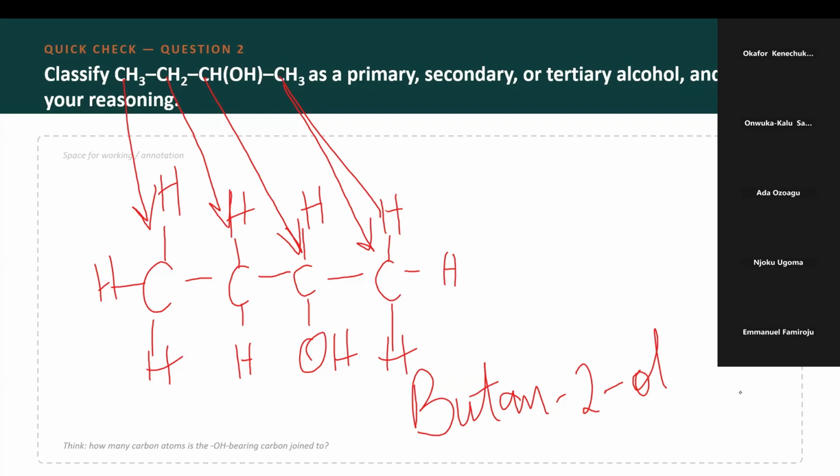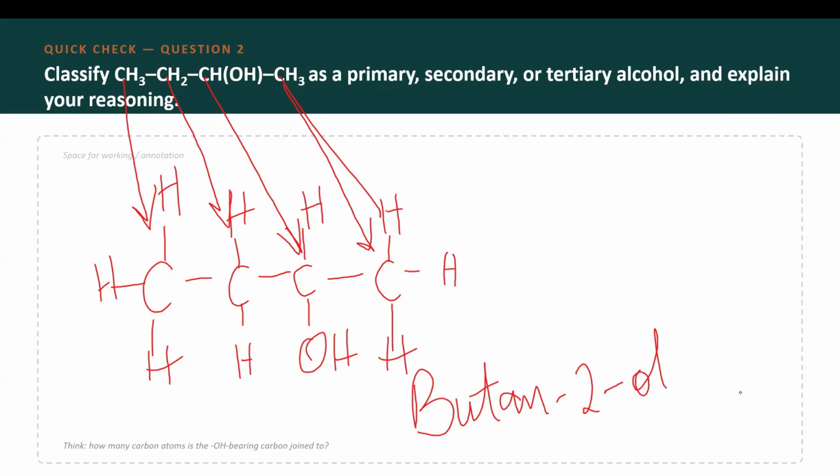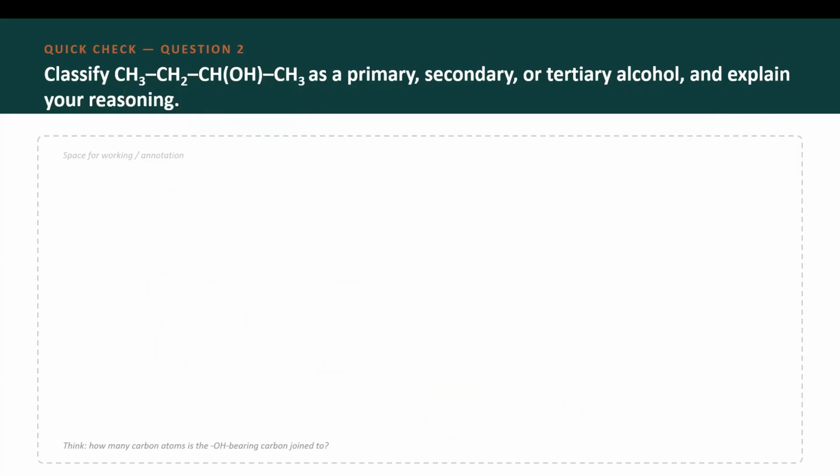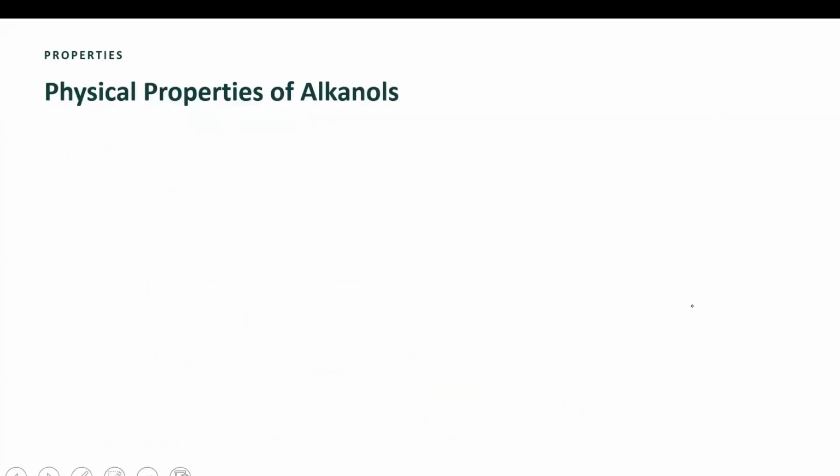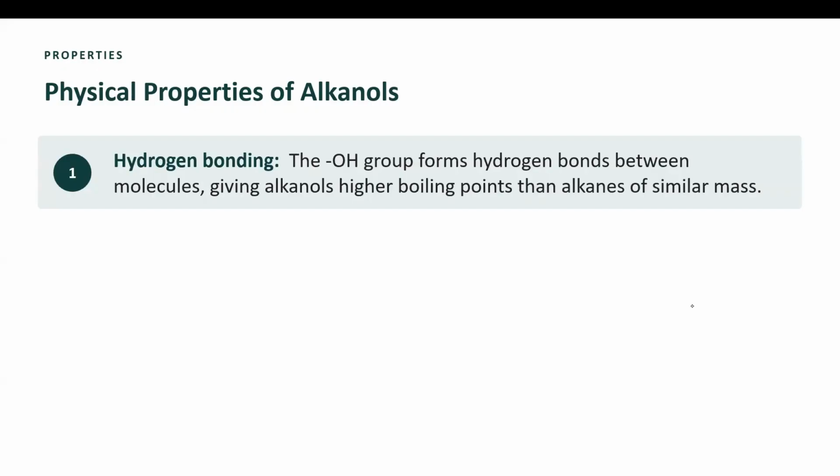So I want to believe everybody is with me now. So let's fire on. I will clear this and we'll move on. Now, physical properties of alkanols. We have talked about the classification of alkanols into primary, secondary, and tertiary. Let's go to the physical properties of alkanols. Number 1. Who can read this for us?